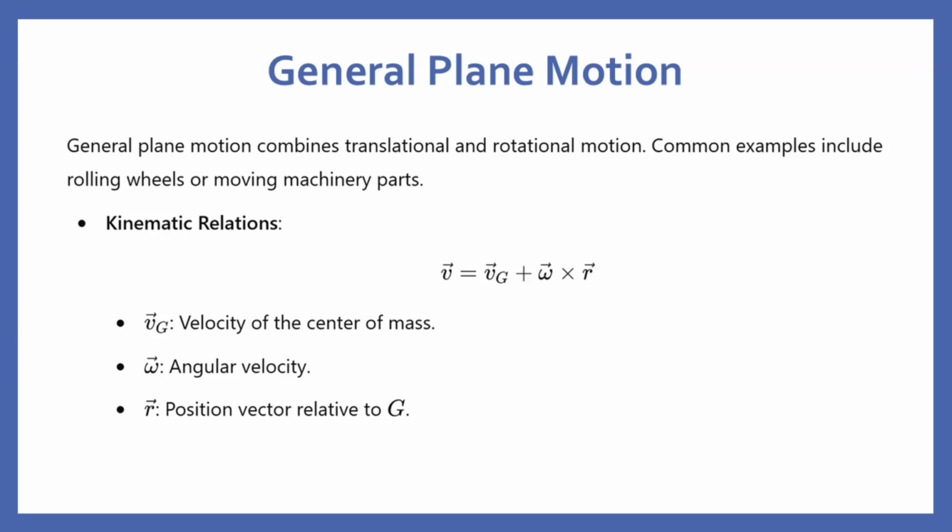The equation is: the velocity of any point equals the velocity of the center of mass plus the cross product of angular velocity and the position vector relative to the center of mass. Understanding general plane motion is crucial in analyzing the movement of machinery parts and vehicles.